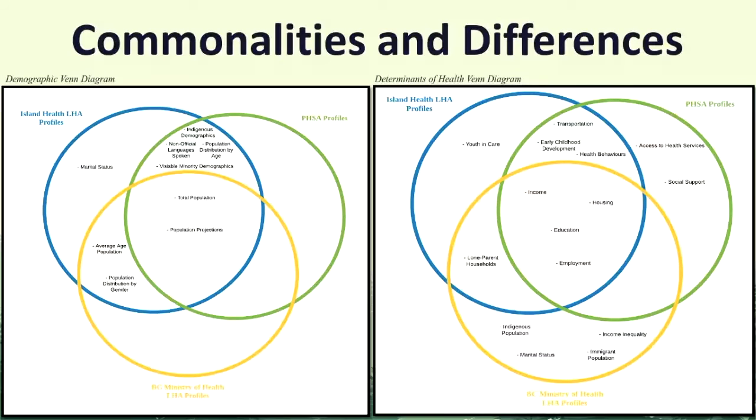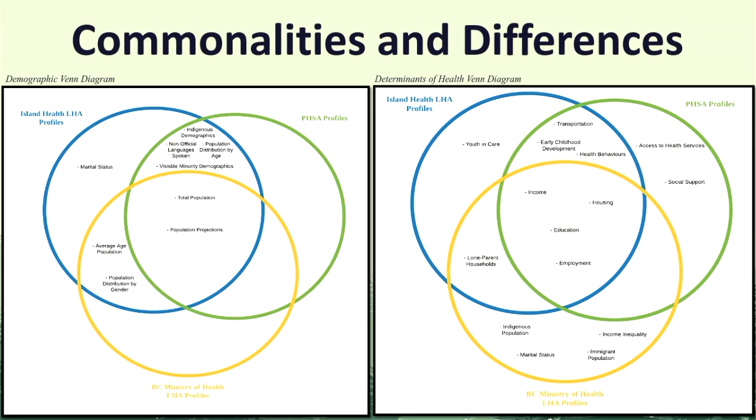So I wanted to figure out what these 3 profiles had in common and where they were different. And I'm a very visual learner, so I decided creating Venn diagrams for this would be helpful. So I created 4 Venn diagrams, each representing an indicator grouping broken into demographics, determinants of health, health status, and health service use. And in the interest of time, I'll only talk about 3 in this presentation.